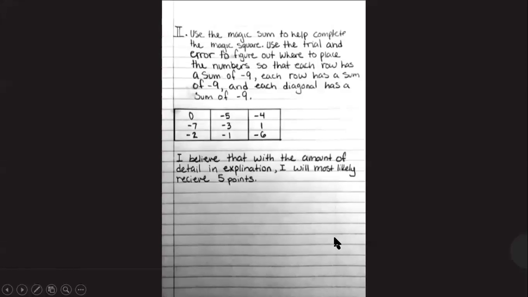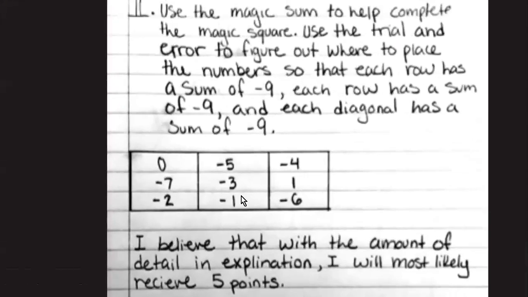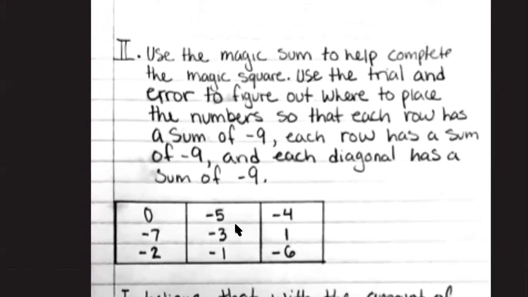So now we use the magic sum to help complete the magic square. Use trial and error to figure out where to place the numbers so that each row has a sum of -9. Each column has a sum of -9, and each diagonal has a sum of -9. Sorry, that was supposed to be a column instead of a row, so just ignore that.